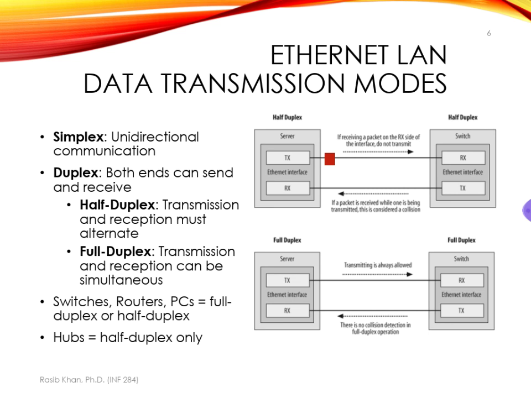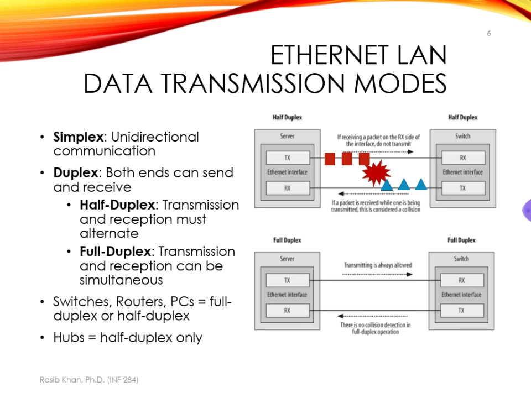So if the server and the switch are communicating, the server sends a message which reaches the switch on the RX terminal, and then the switch can also send a message from the switch to the server from the TX to the RX terminal. However, if both of them try to transmit at the same time, they run into a collision. So that is what half duplex means. That means that the two ends cannot be sending and receiving at the same time.